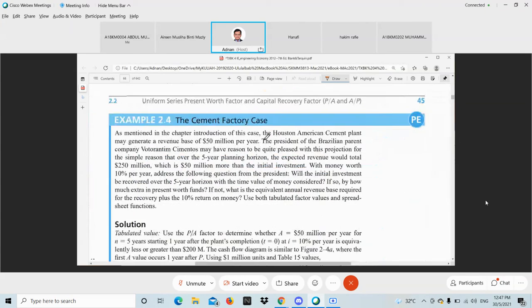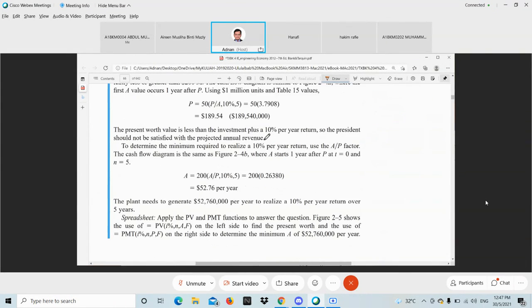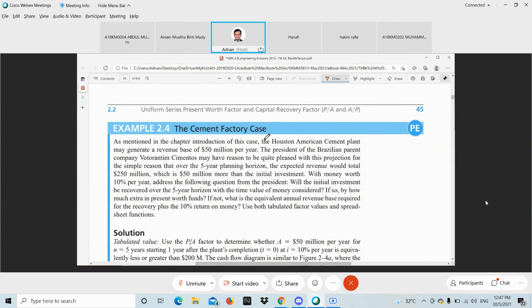Okay, so there is another example here using the cement factory. Okay, I think this will be the last one before we break. We stop for today. Okay, how Houston American Cement tadi may generate a revenue base 50 million per year. Okay, the president of Brazilian parent company may have a reason to be quite pleased with the projection of simple reason that over the 5 years planning horizon, the expected revenue will total 250 million, okay, which is 50 million more than the initial investment.